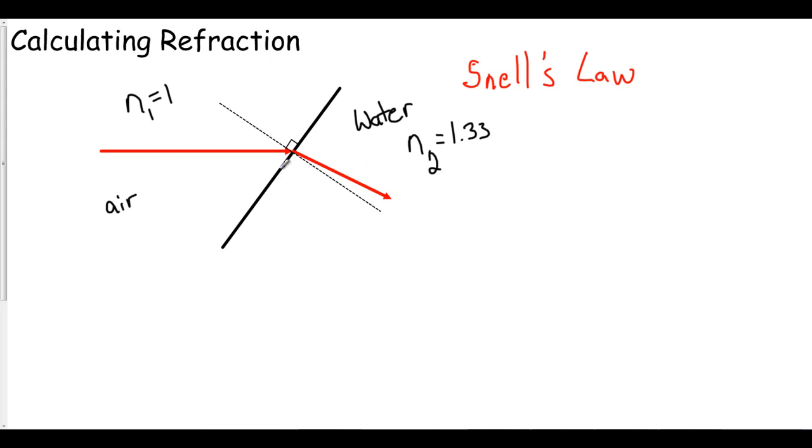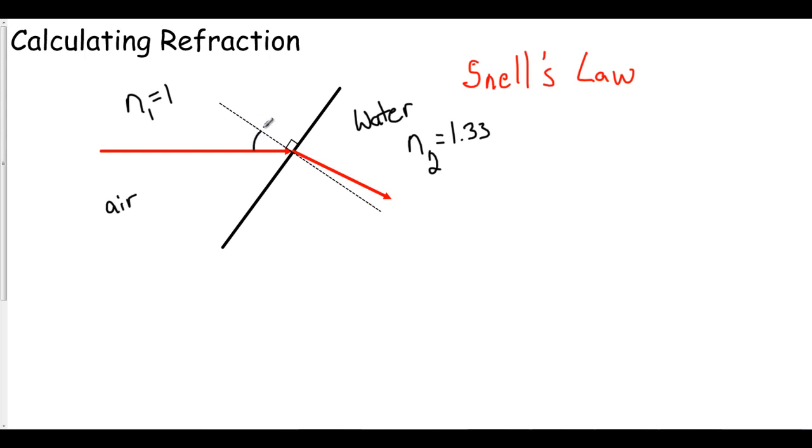Now what we want to do is look at a normal line to this surface. So this is the surface of the water. As light comes in, we want to define this line right here. This is the normal line. It is perpendicular to the surface. So it's perpendicular to the water-air surface. And then from that, we can actually define our angles.